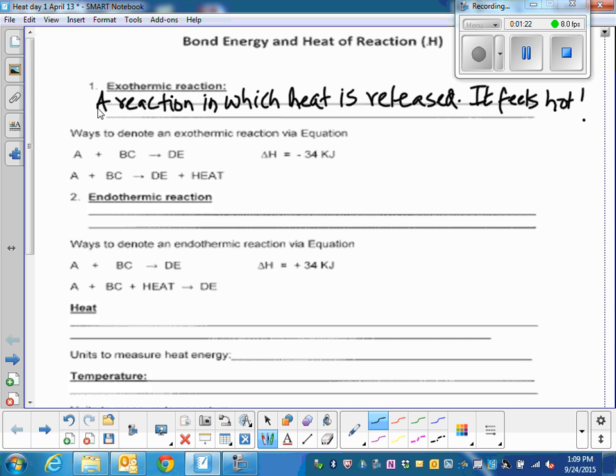Now, let's go to this bottom here, all right? It says A plus BC is giving me DE. It looks like a math equation. Is that right? What is this called? This is called a chemical equation. A chemical equation, not reaction, equation.